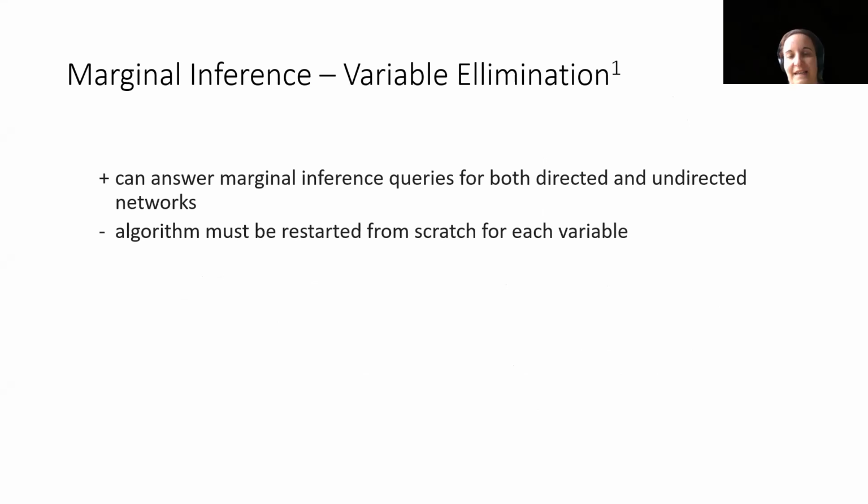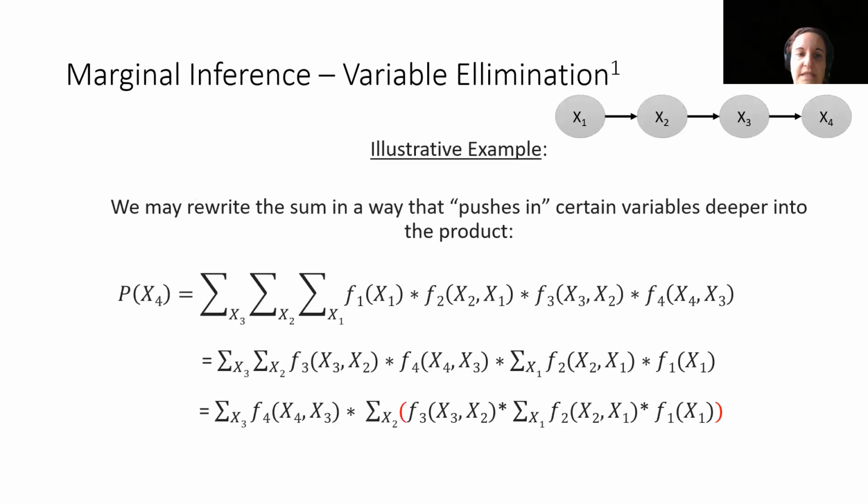Now, the advantage of this is that it can answer marginal inference queries for both directed and undirected networks. The disadvantage is that it is cumbersome to find that; how can we create an algorithm to find that? That's the question. The other one is that the algorithm must be restarted from scratch for each variable. For example, here we marginalized to get the marginal probability of x4. If we wanted the marginal probability of x3, we would have to restart the algorithm.